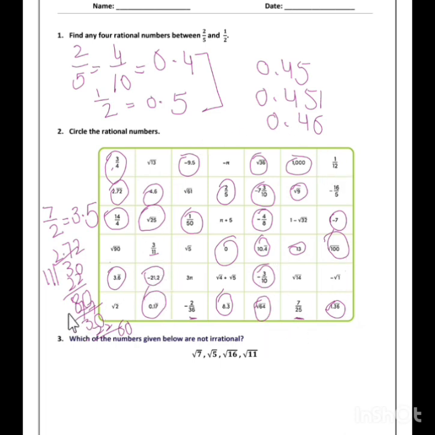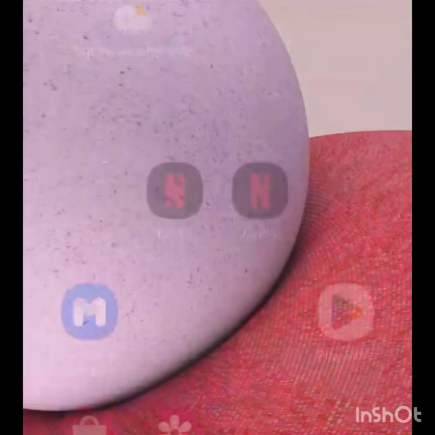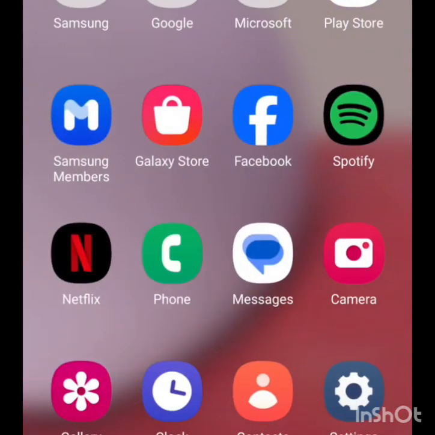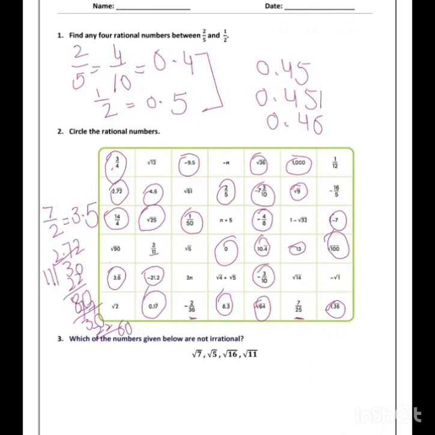these fractions. So 3 by 11, let's quickly see 3 by 11. I'm opening the calculator for that because I want to be sure some numbers are hidden. So 3 by 11 is, you can see, a recurring decimal. I will write down 3 by 11 as a recurring decimal. So it's 0.27 with the bar.